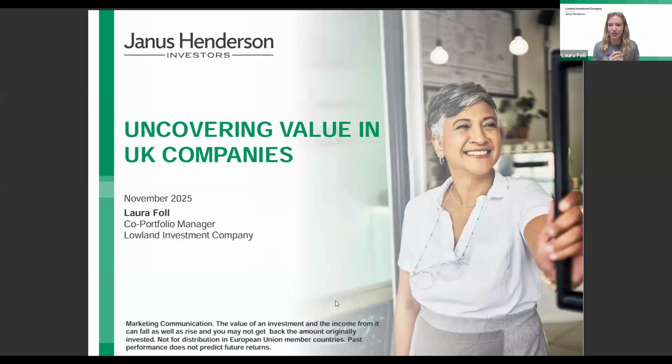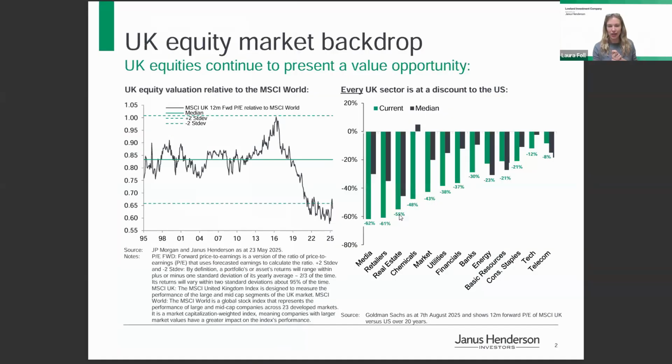If we flick to the first slide, I'm going to start by talking about the UK equity market backdrop and the UK economic backdrop before I go on to Lowland, and then hopefully that will set the context for you.